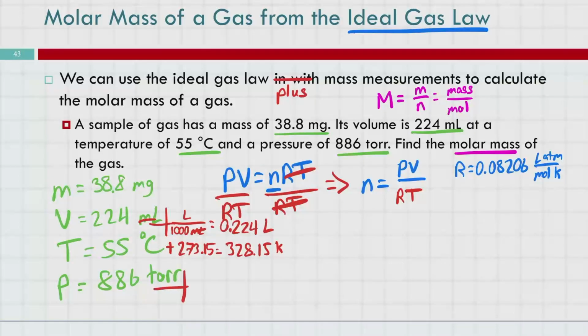For torr, we could find on our yellow sheet that 1 atmosphere is equal to 760 torr. Two things that are equal makes a conversion factor. So 1 atmosphere on the top, that's what we want. 760 torr on the bottom, that's what we want to get rid of. And we get this number of atmospheres.